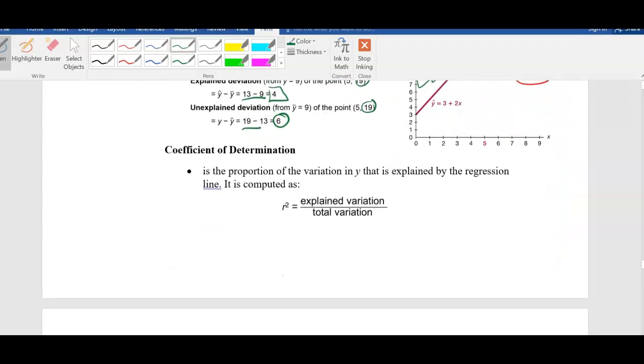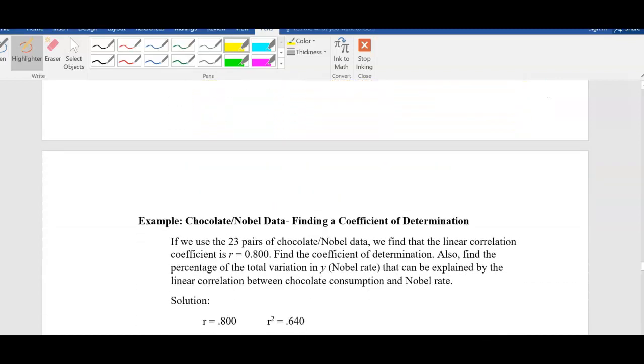Coefficient of determination, let's go here, is the proportion of the variation of y that is explained by the regression line. It's computed by r squared. It's explained over total. This here is actually given to us on StatDisk.